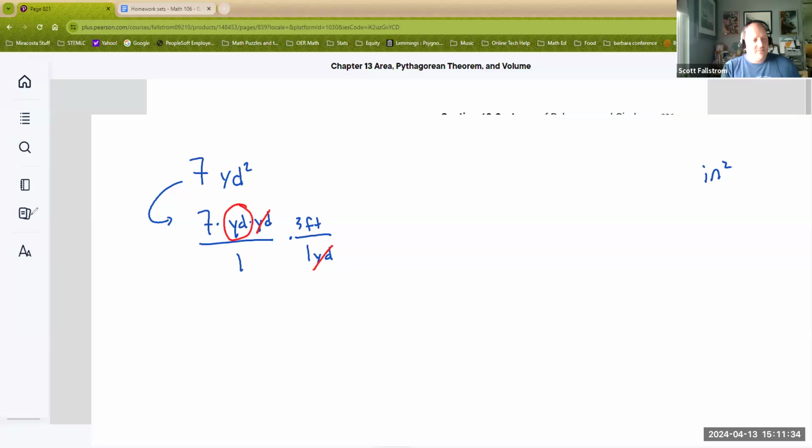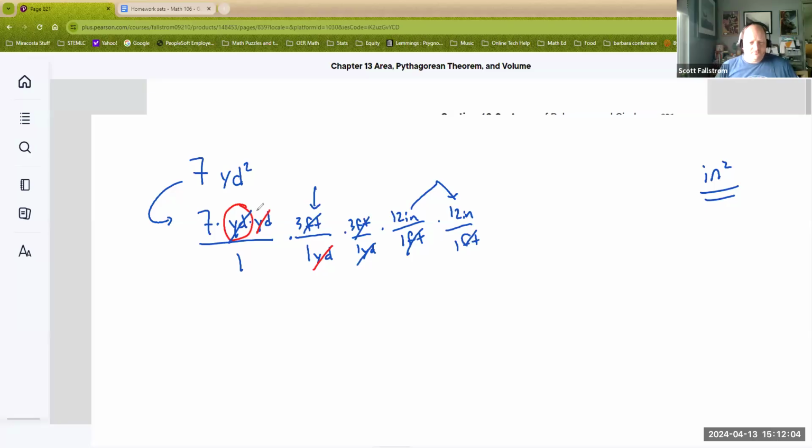So option 1 is to just write out 3 feet per yard and 3 feet per yard. Now I need to get into inches. So I know that 1 foot is 12 inches. That gets rid of one of them, but I still have the other one with feet. So I need to do it again. 12 inches to 1 foot. Feet, feet. I'm left with inches times inches, which is inches squared.